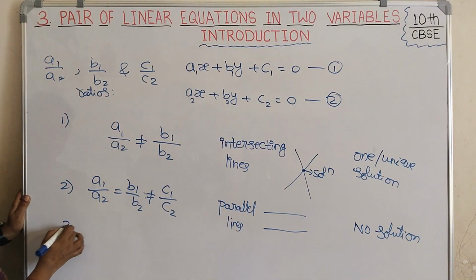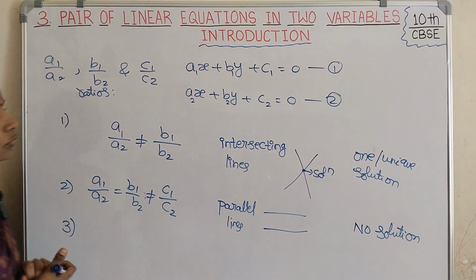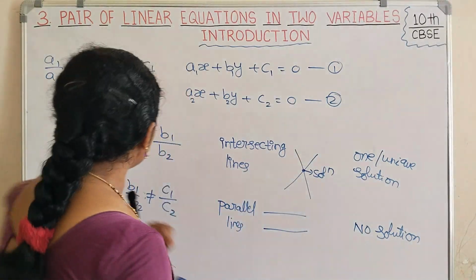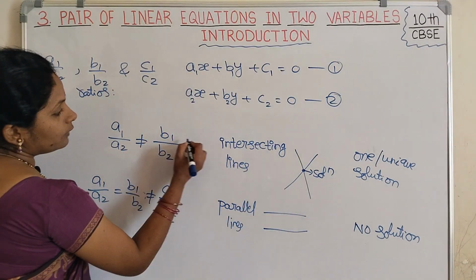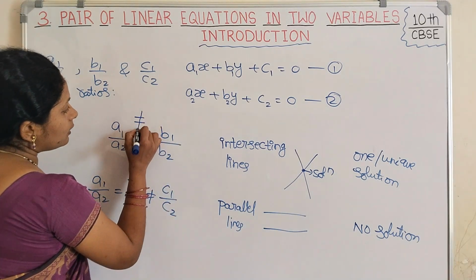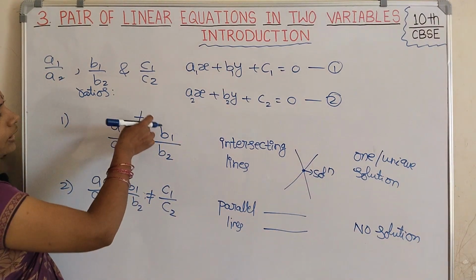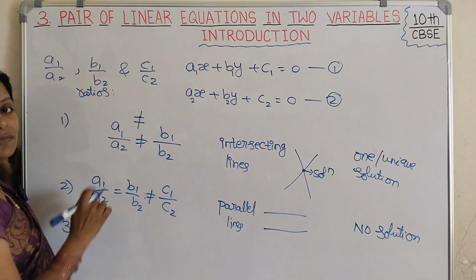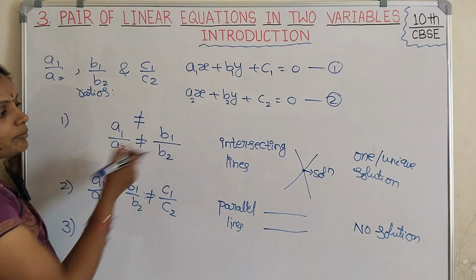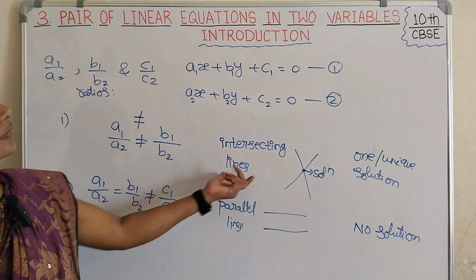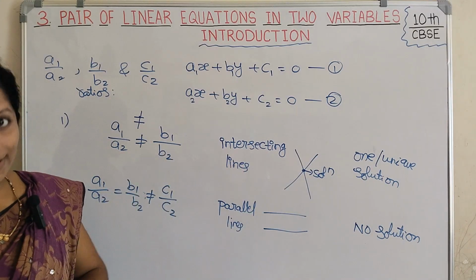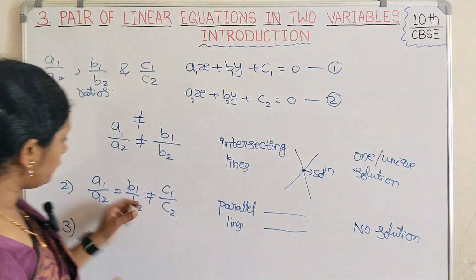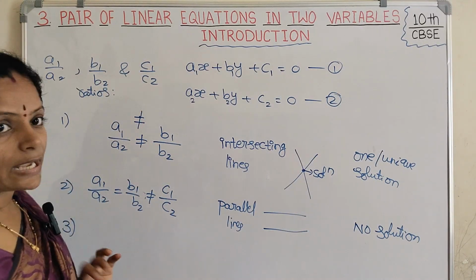Next, the third one. How do you remember this? For intersecting lines, if we put a not-equal-to sign, not equal to means intersecting lines. In this way, you can remember this ratio for intersecting lines. And for parallel lines, first we use the equals to sign.